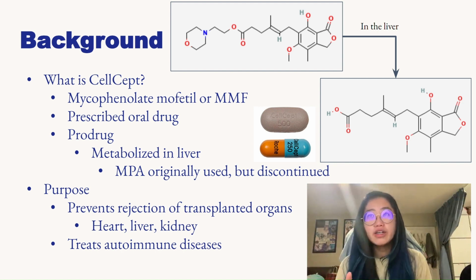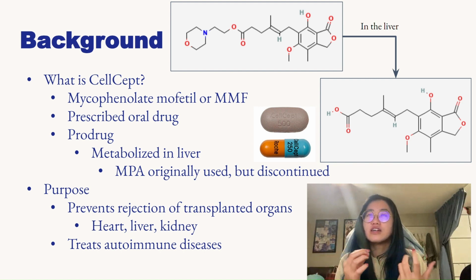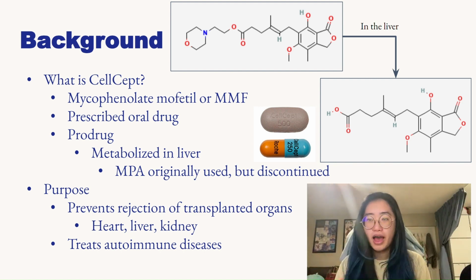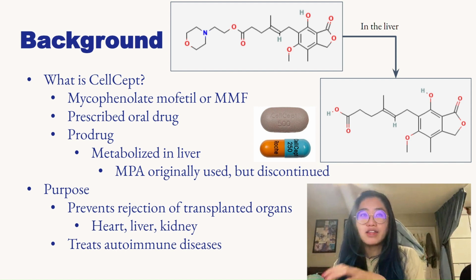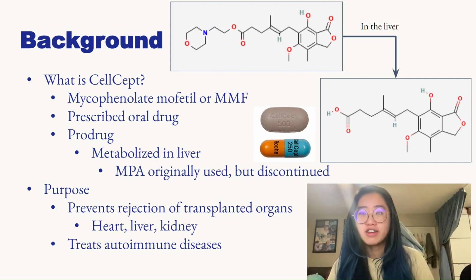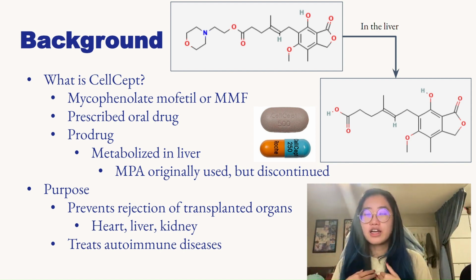Initially, MPA was directly used to treat patients, but we later found out that MPA has gastrointestinal and carcinogenic side effects, so this pathway was discontinued. This once again emphasizes the importance of MMF being a prodrug, because it allows the active form to only affect the target once it's inside and activated and metabolized in the liver, rather than affecting other parts of the body if it were inserted just as MPA and not as a prodrug.